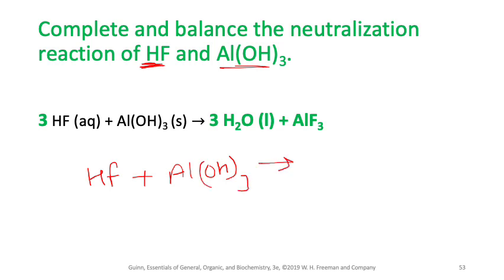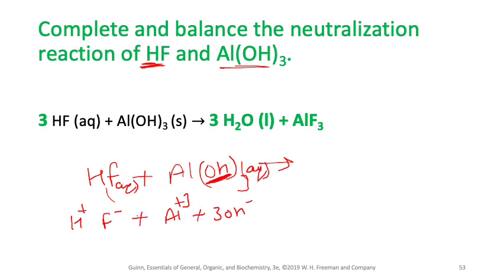So what you need to do, you have hydroxide ion, right? If these are in aqueous form, (aq), this is present as H+ and F-, and this one is present as Al3+ and 3 OH- ions, if I just dissolve this into ionic form.